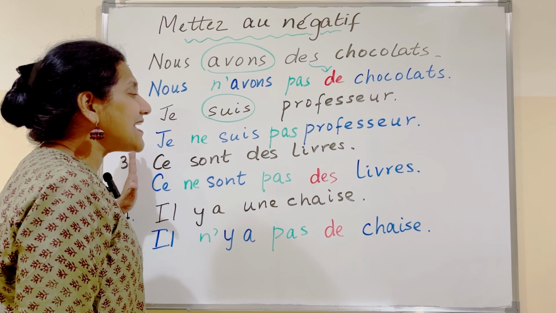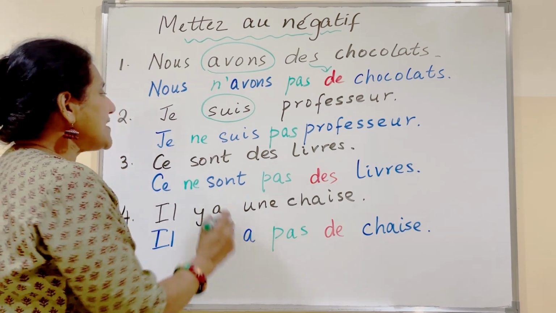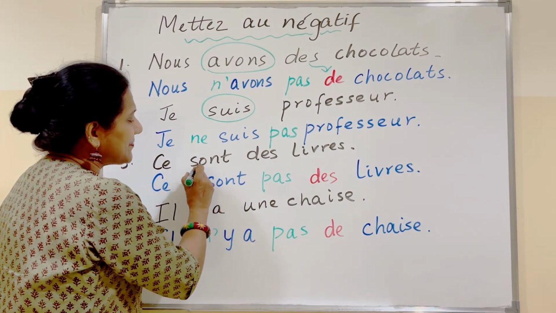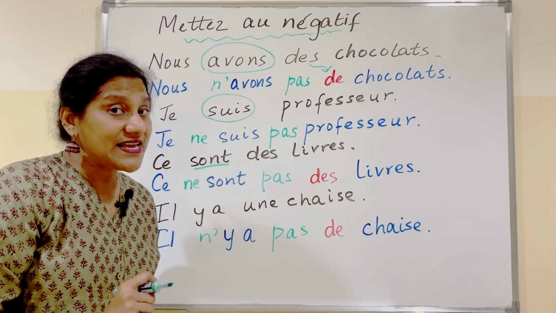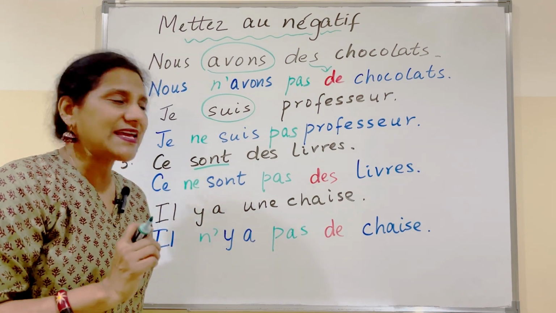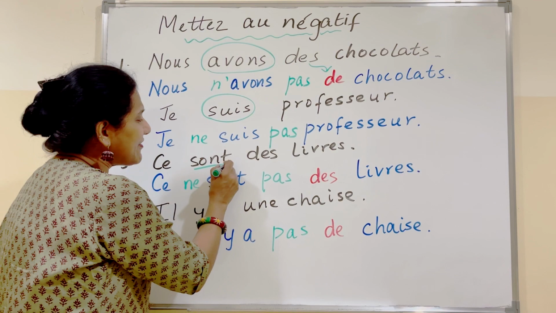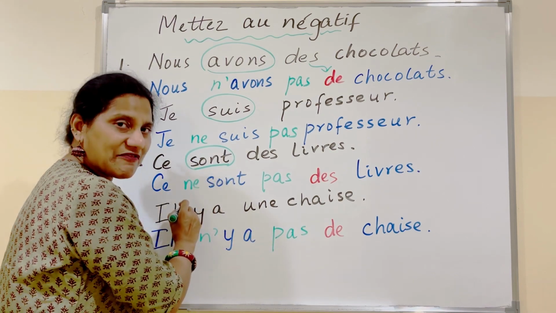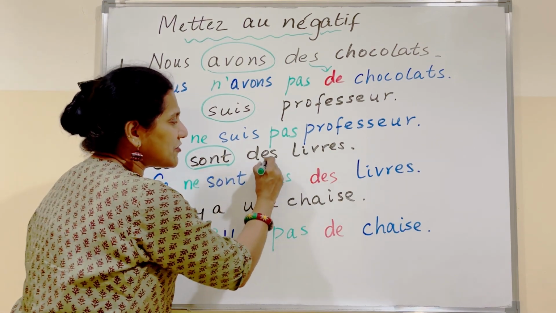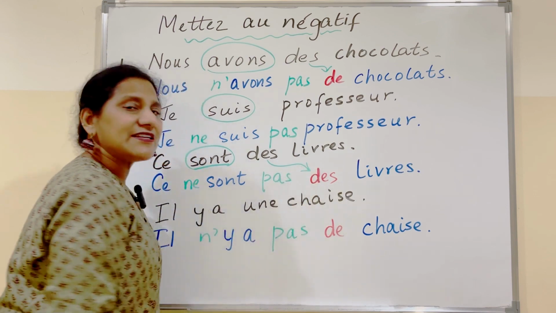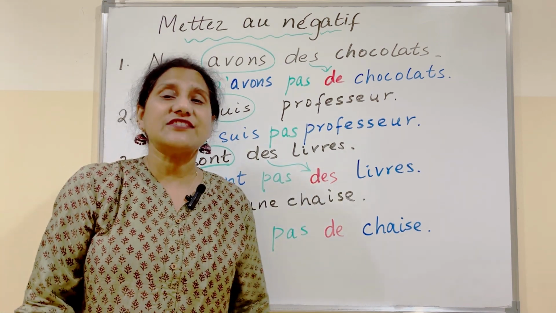Ce sont des livres. Now we said with the verb être, it doesn't change to de or d'. So we have to be very careful. We identify the verb as sont, put ne before the verb and pas after the verb, but the indefinite article des does not change.